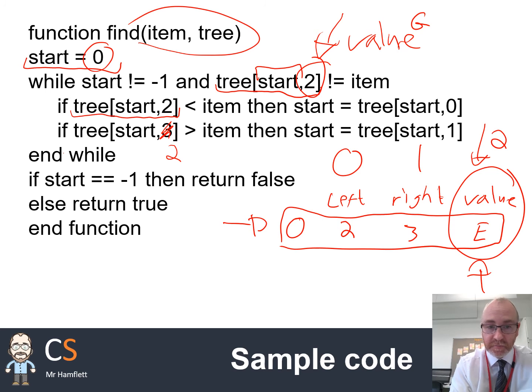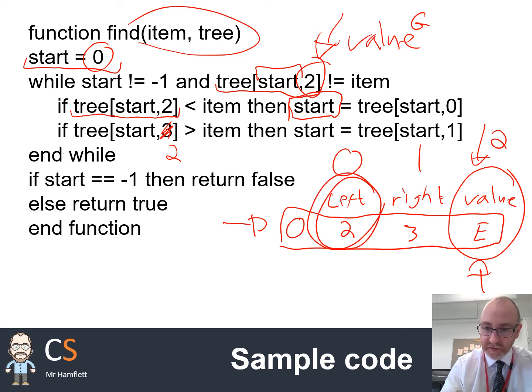If the value, remember 2 is value always, is smaller than the item, then I want to go left. Well, I need to change the start index. Remember, this is always going to be an index now. It's not going to be a node because that's object orientated. It's an index into my 2D array. Which row am I interested in? That's going to be left.